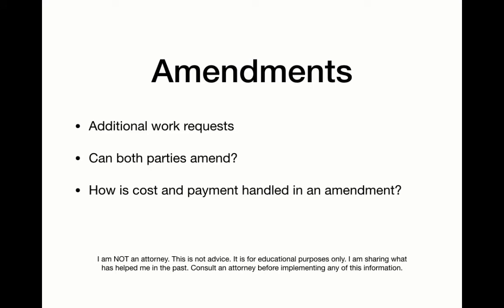Amendments. Additional work requests is typically, in a contract like this, the biggest amendment. It could be a reduction of work. I don't need this 5th page on the website anymore, or I don't want to split test the ads anymore, or whatever that may be. It could be additional work. It could be less work.